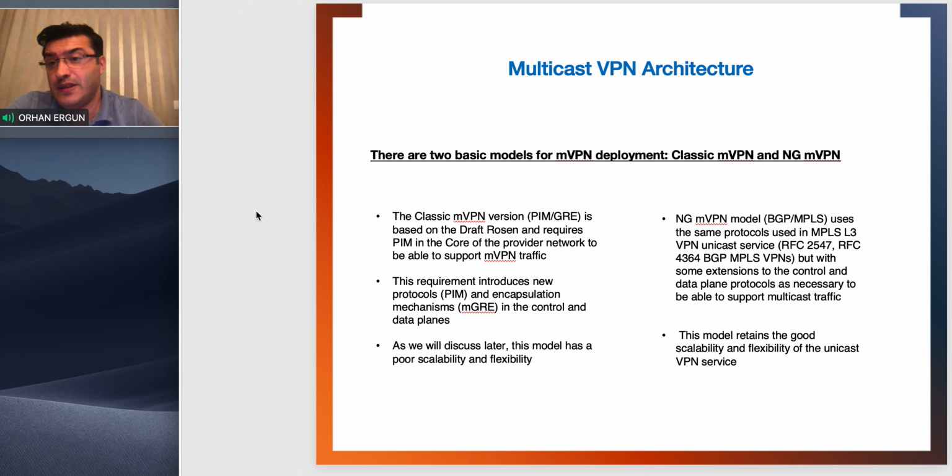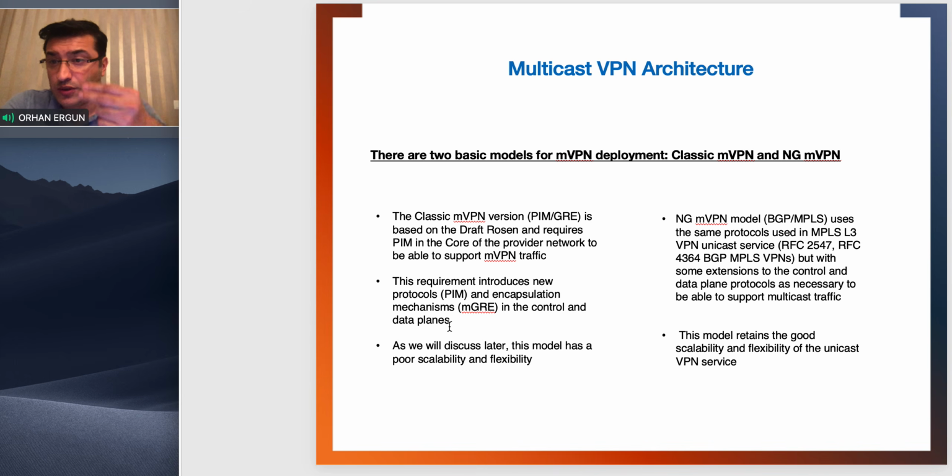So PIM inside the provider as well, not only customer side, inside the provider as well. And also encapsulation-wise GRE, not the MPLS. Good. What's happening? Classical MVPN version, PIM GRE, is based on the draft Rosen and requires PIM in the core of the provider network to be able to support MVPN, correct? This requirement introduces new protocols, PIM and encapsulation mechanism GRE in the control and data plane.